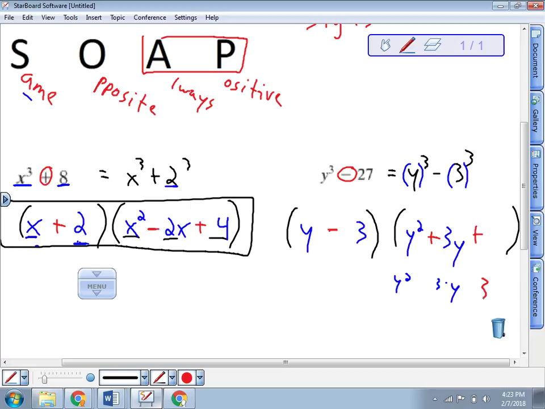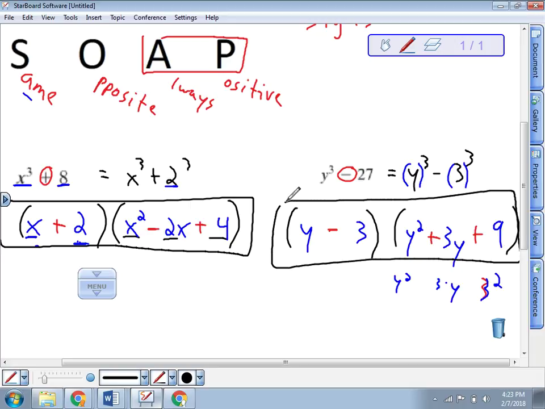That comes from squaring our second term inside the parentheses. 3 times 3, which is 9. So there is our answer right here. All right, y minus 3. So remember SOAP, SOAP, SOAP.